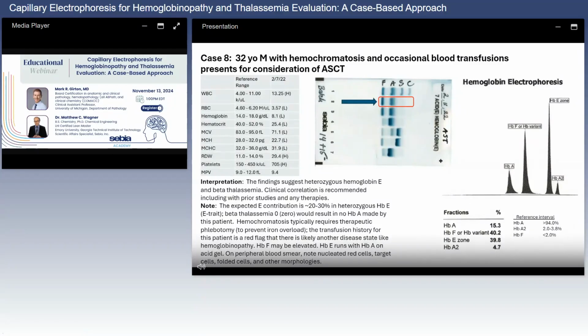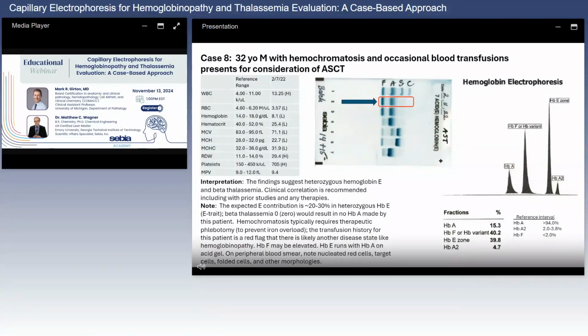Hemochromatosis typically requires therapeutic phlebotomy to prevent iron overload. So the transfusion history for this patient is a red flag that there may be another disease state like hemoglobinopathy. Hemoglobin F may be elevated in hemoglobin E with thalassemia, like we see in this case. Hemoglobin E runs with hemoglobin A on the acid gel, explaining why we don't see a separate band.